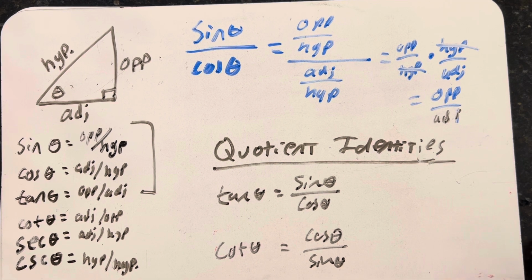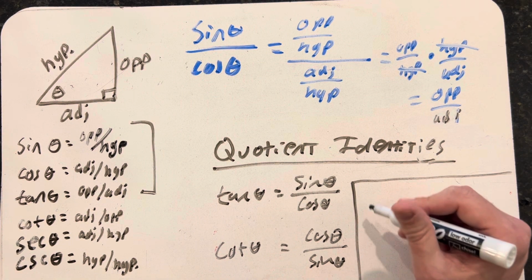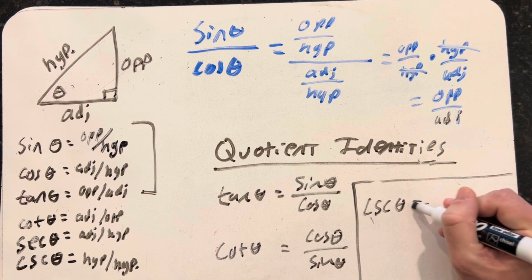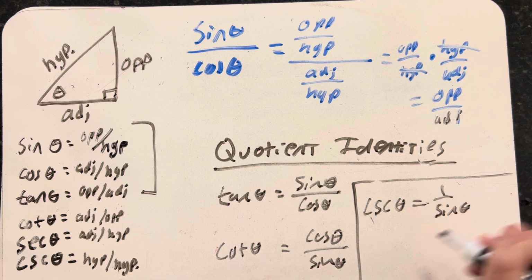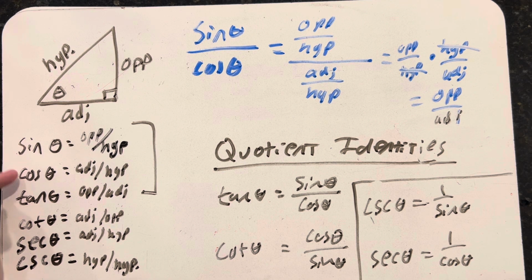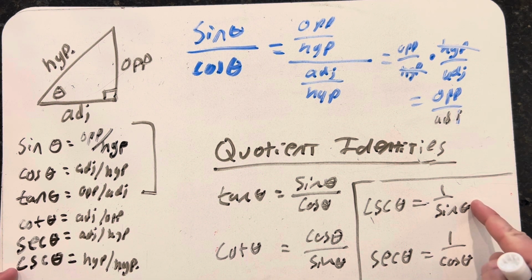Now, one neat thing to observe here is in our last class period, we saw reciprocal identities. And we know that cosecant theta is 1 over sine theta. And secant theta is 1 over cosine theta. That means I can write all 6 trigonometric functions down in terms of the first two, sine and cosine. Tangent is a sine over a cosine. Cotangent is a cosine over sine. Cosecant is 1 over sine. And secant is 1 over cosine. All right, well, that's it for now.